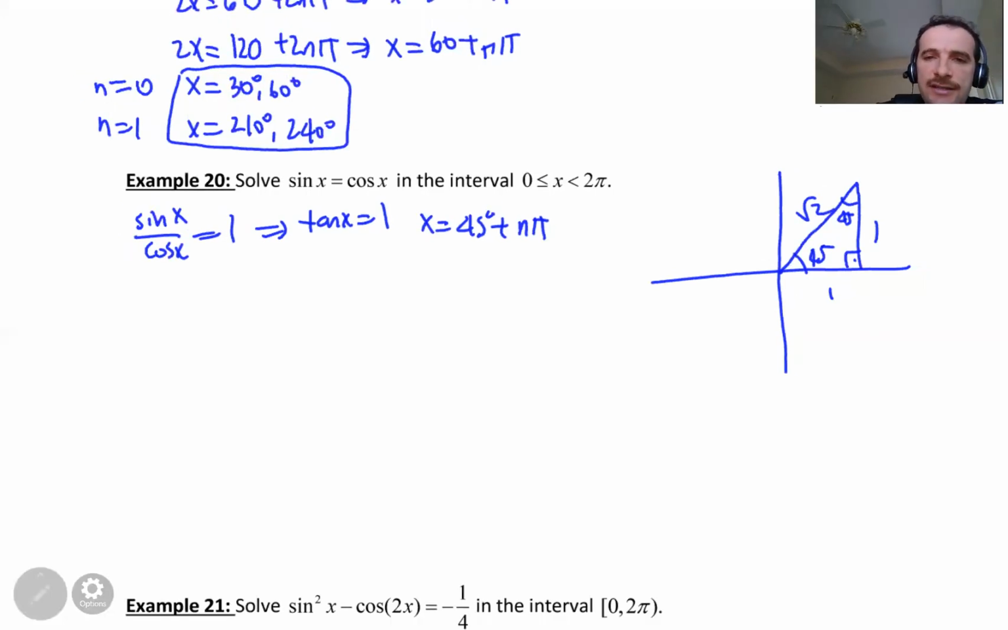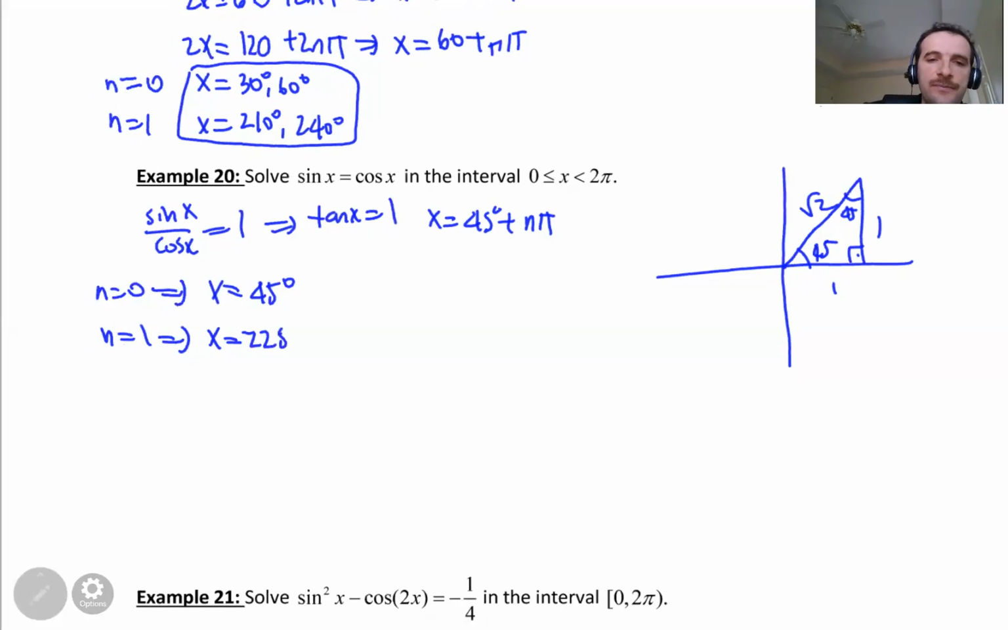Now what are the solutions then? For n equal to 0, we get x is equal to 45. And when n is equal to 1, we get x is equal to 45 plus pi, and pi is 180, so 45 plus 180 is 225. No need to plug in n equal to 2 because it will exceed 360, right? It will exceed our boundary. So those are all the solutions we have. Okay, I hope it's clear for everyone.